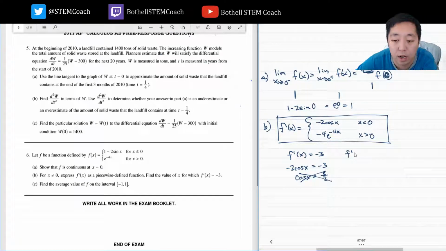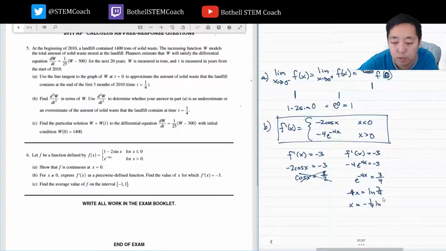So then the other option is the derivative equals negative 3, which is negative 4 e to the minus 4x equals negative 3. That's e to the negative 4x equals 3/4, because I just divide by negative 4 and the negatives cancel. Natural log of both sides, so that's minus 4x is equal to the natural log of 3/4, or x is equal to negative 1/4 natural log of 3/4. Okay, so that's that.